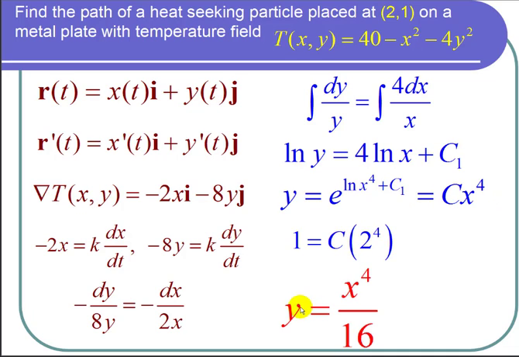So that tells us that y equals 1/16 times x to the 4th, or x to the 4th over 16. So I can conclude that the path of the heat-seeking particle placed at the point (2, 1) is y equals x to the 4th over 16. And I'm done with the problem.